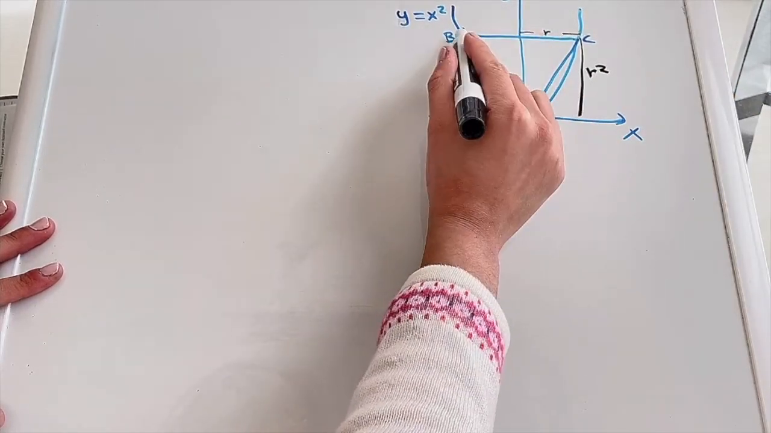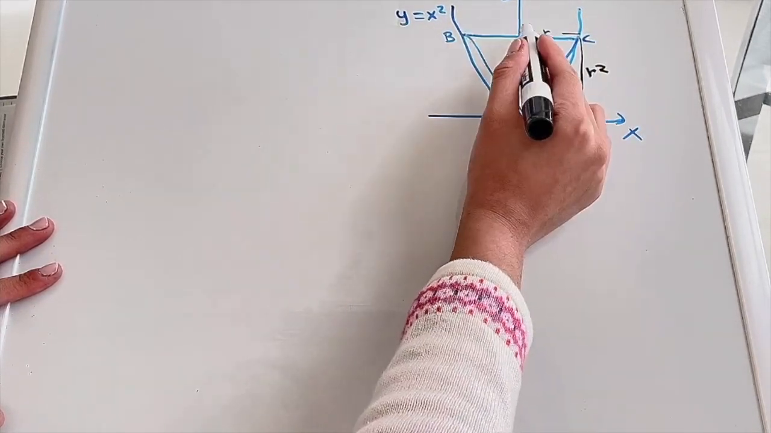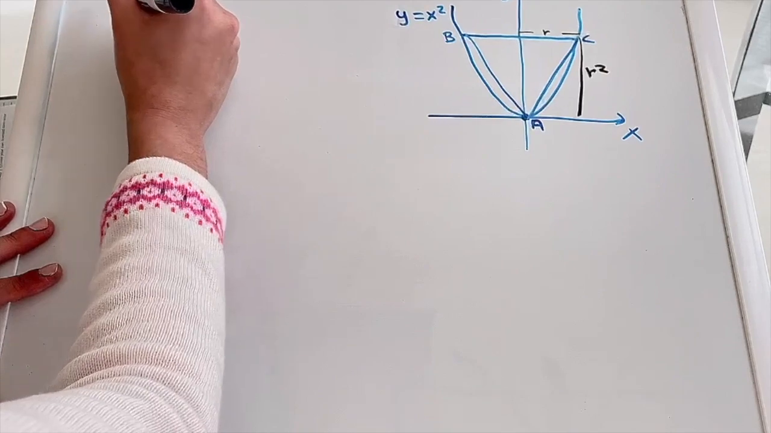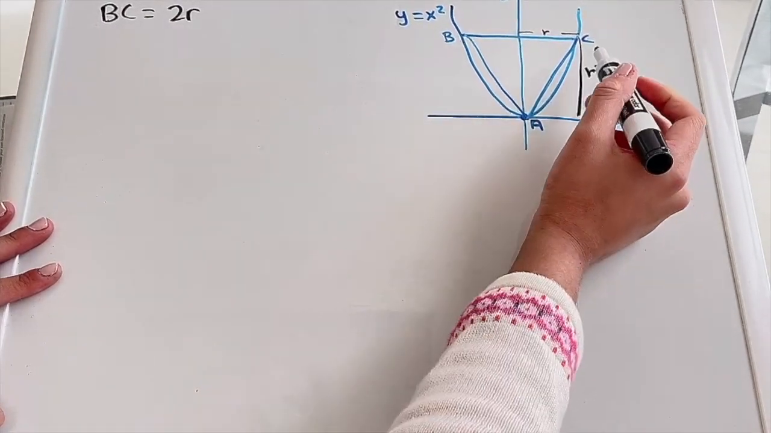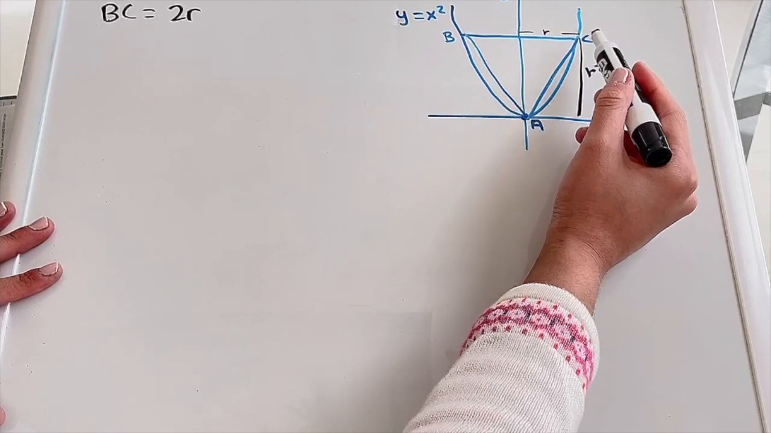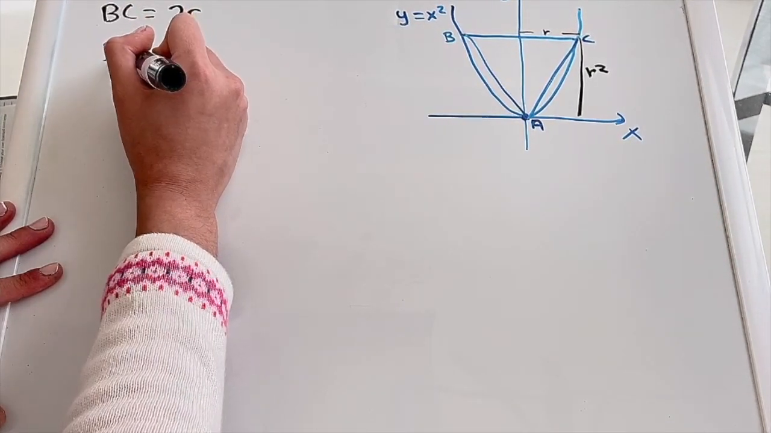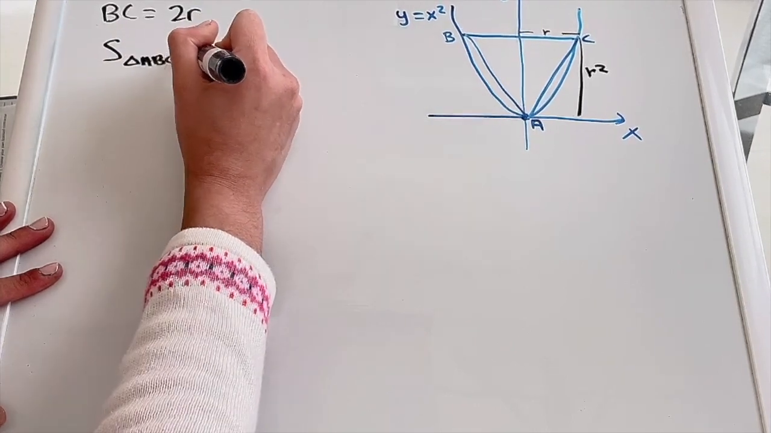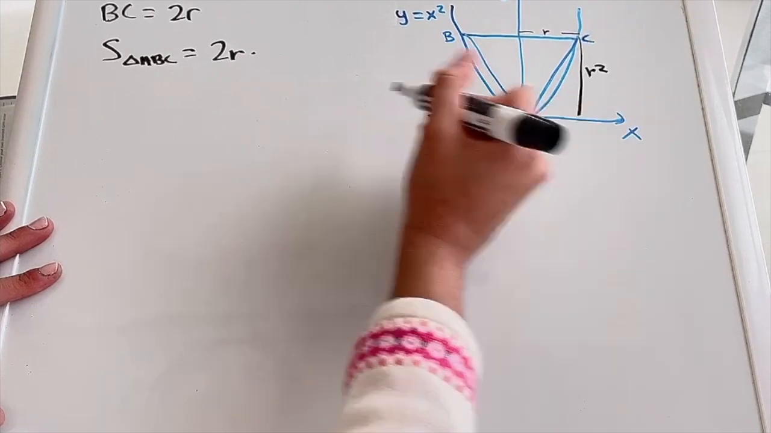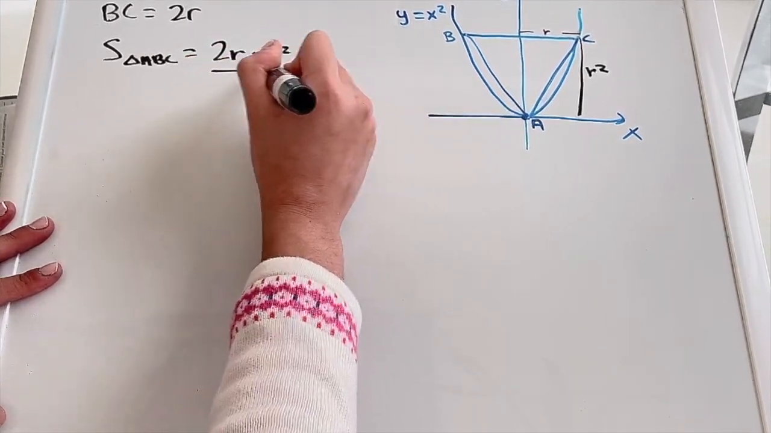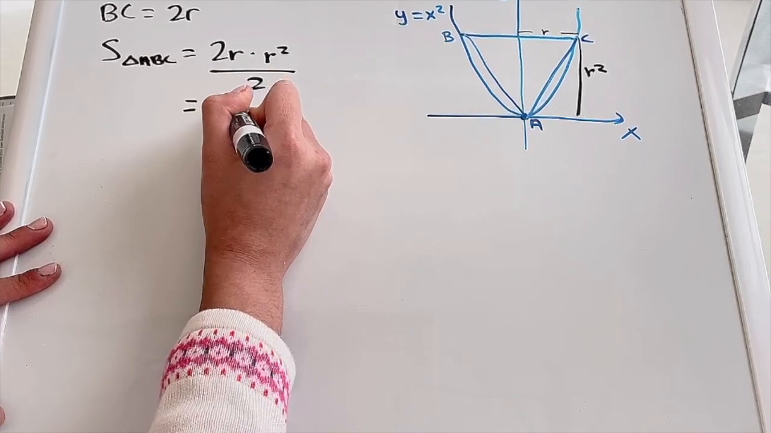If this is r, then since we know this is a parabola, this side is equal to this side. So BC is equal to 2r. And all we have to do is solve for r. Since we already know the area of the triangle, the area of triangle ABC can be written as the base, which is 2r, times the height, which is r squared, divided by 2. And this is just r to the third power.